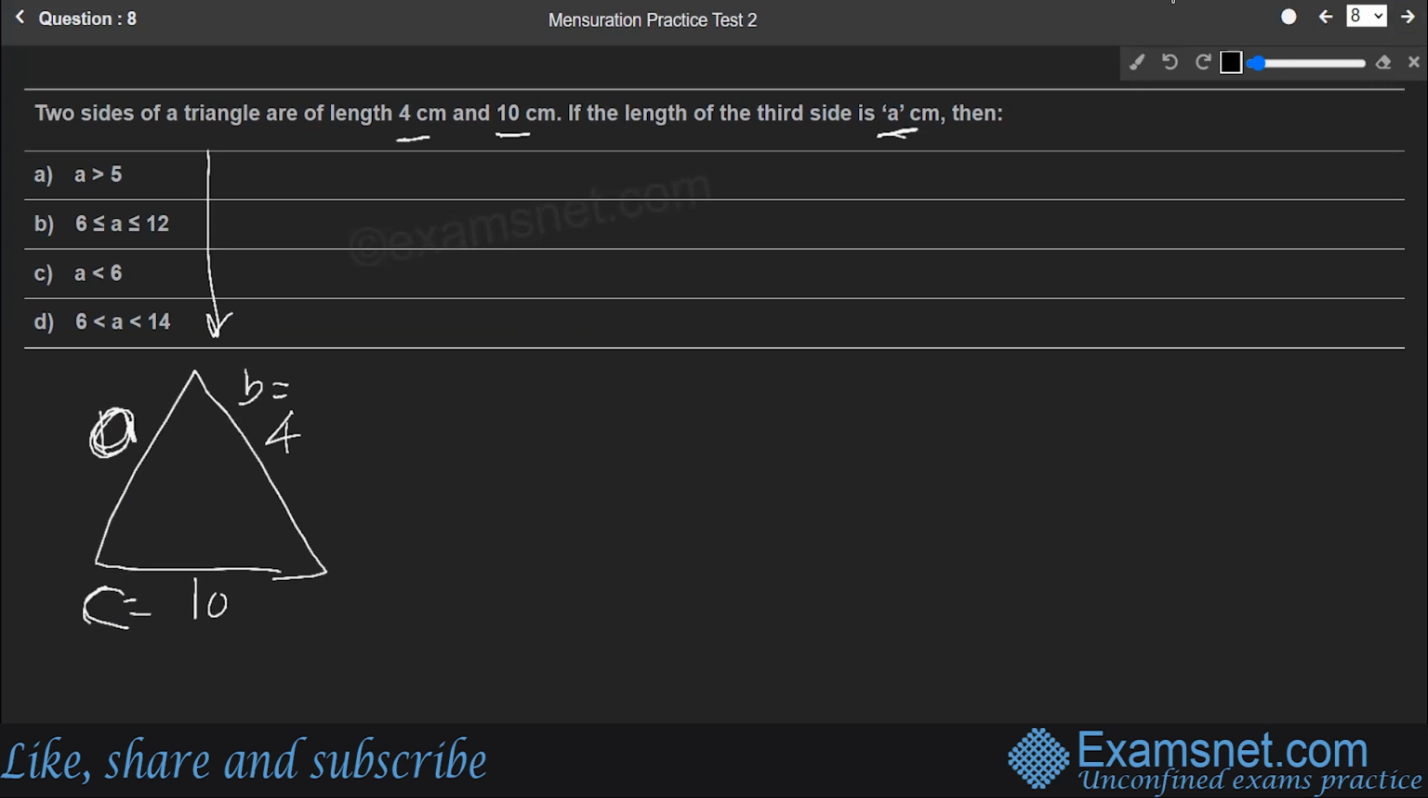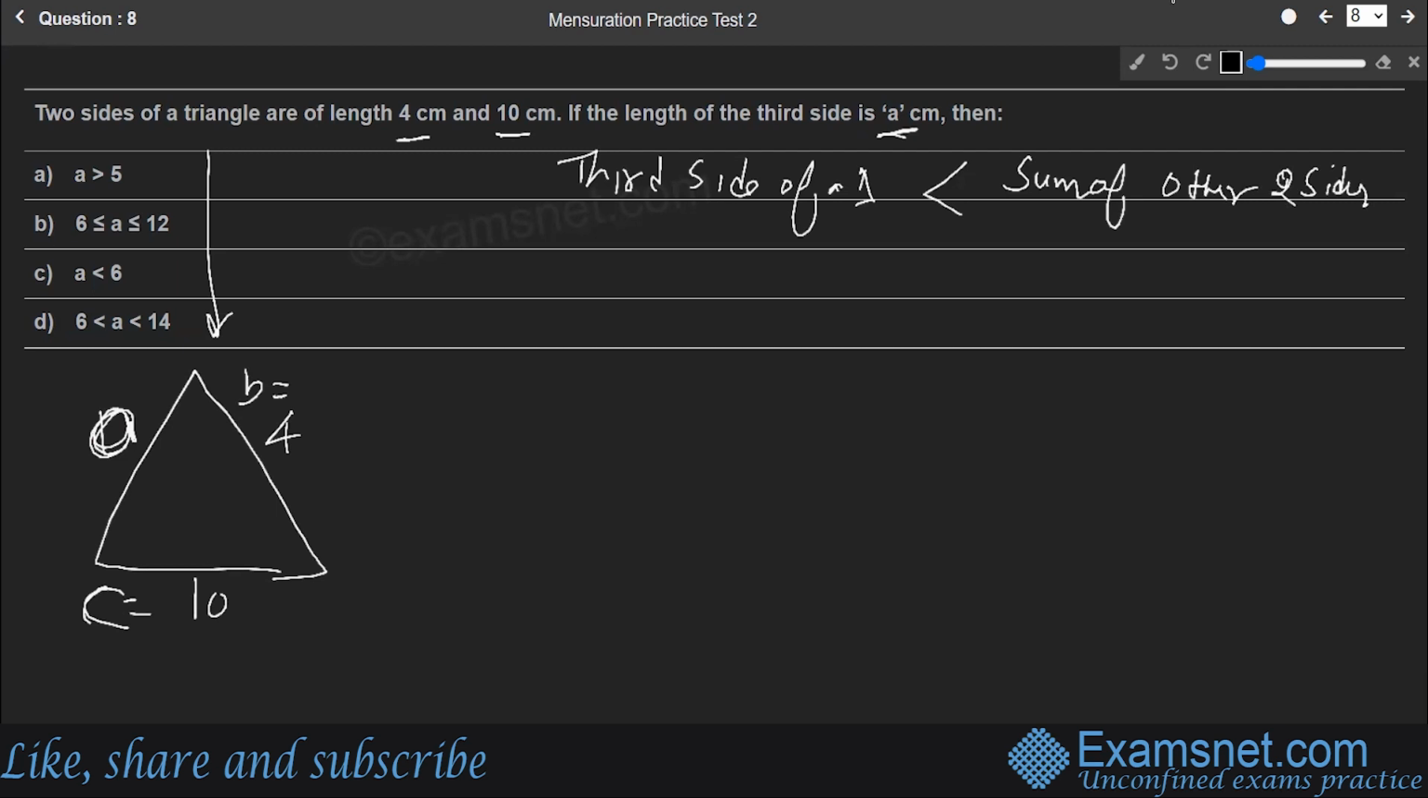Now, if the length of the third side is C centimeters, that C is given. So we need to find out the ratio. Clearly there is a theorem that the third side of a triangle is always less than the sum of the other two sides. This is a clear theorem.